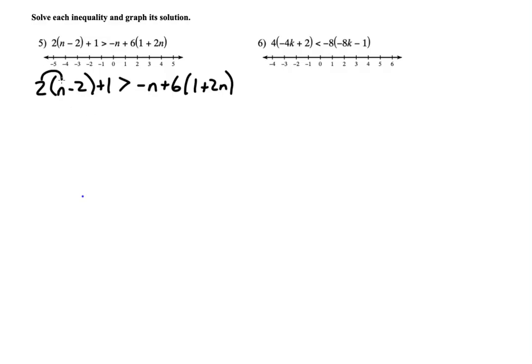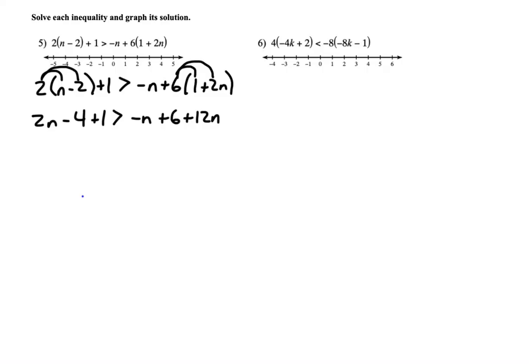So 2 times n is 2n. 2 times negative 2 is minus 4. And then I'm going to say plus 1. And that whole thing is greater than negative n. Now I can distribute. 6 times 1 is just 6. And 6 times 2n is 12n.